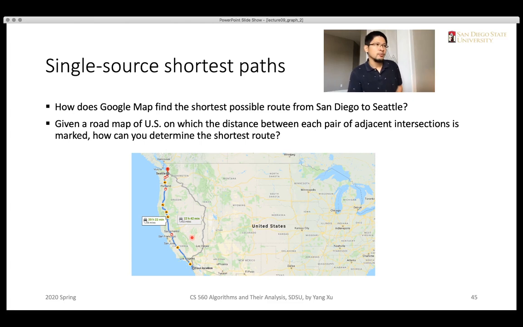For example, if you open the Google Map and want to find the shortest possible route from one place to another, from San Diego to Seattle, it is essentially a shortest path problem that the backend algorithm of Google Map will solve for you. For sure, the Google Map server will represent the US map as some kind of graph data structure, for example the adjacent intersections can be represented by the vertices in the graph, and the length of each segment of road can be represented by an edge in the graph.